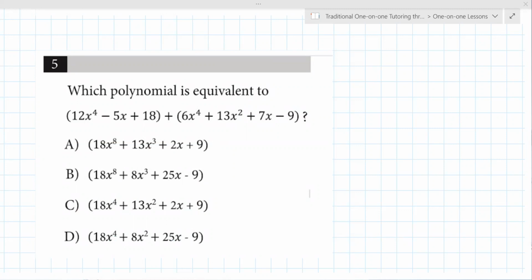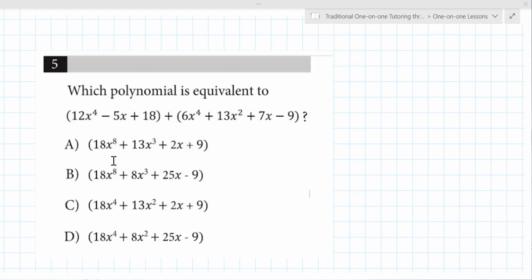Plus 13x. Plus 2. Okay, I got C. How confident are you? I'm just asking because you did this on your own. Do you feel like you did it right? Tell me.